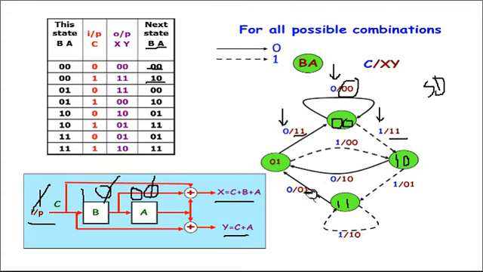Now let's consider the input bit 1. When the input bit is 1, for 0 1, the next state will be 1 0, and the output bits will be 0 0. That is what is mentioned over here. This is how the state diagram will be prepared in a simplified way for the given convolutional encoder.